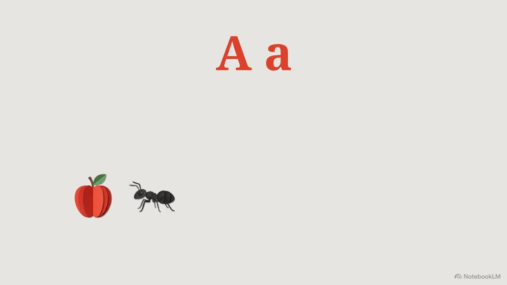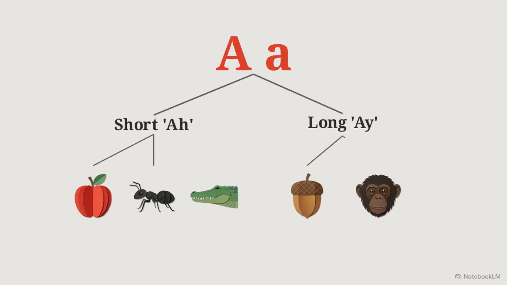Let's pull everything together into a simple rhythm. 2 shapes, 2 sounds, 1 letter. A is for apple. A is for ant. A is for alligator. A is for acorn. A is for ape. This chart shows how the entire system connects. From the tall uppercase A and the round lowercase a, we branch directly to our short sounds: apple, ant, alligator, and our long sounds: acorn, ape.